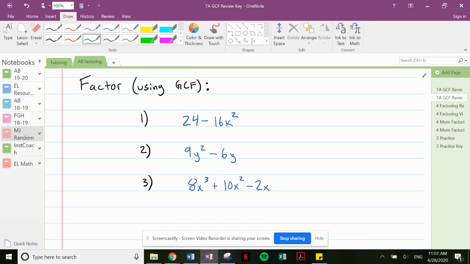Make sure you have these three problems copied down. So we learned this last week. Reminder: to factor with the greatest common factor, we are looking at what the terms have in common and the greatest factor that they have in common.